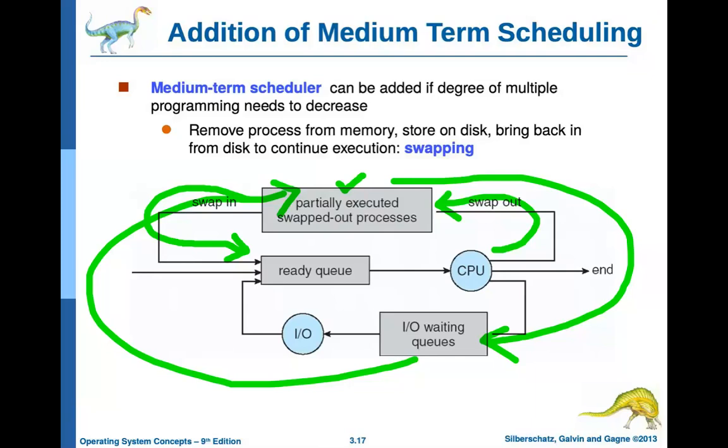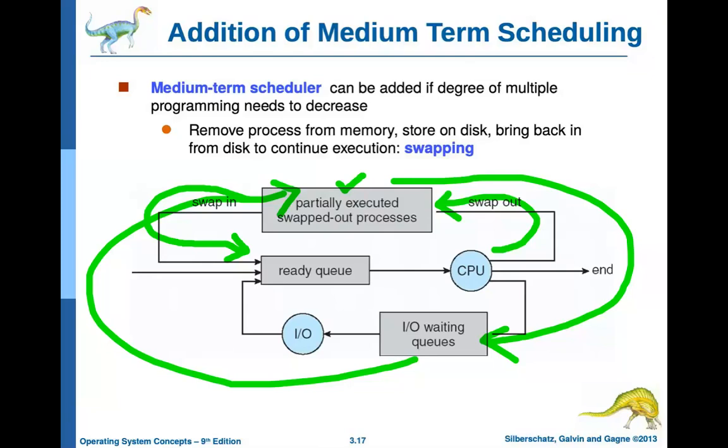So the medium term scheduler, sometimes if we want to decrease the degree of multiprogramming, then processes may be taken out from main memory to become partially executed but swapped out processes. This is the swap space. Fine. Is it okay? So now I can say there are three types of schedulers.